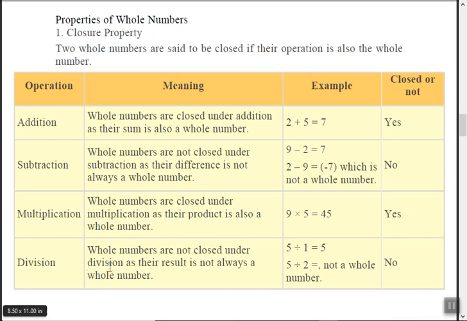Division, no. Why? Because whole numbers are not closed under division, as the result is not always a whole number. Means what? 5 divided by 1 is 5. That's okay, a whole number. So it is closed in this case. But 5 divided by 2 is 2.5. Is it a whole number? No. So that's why it's not closed under division. So always remember, closure means if you do that operation, the answer should be from the same set only. If you do the operations on whole numbers, the answer should be a whole number.